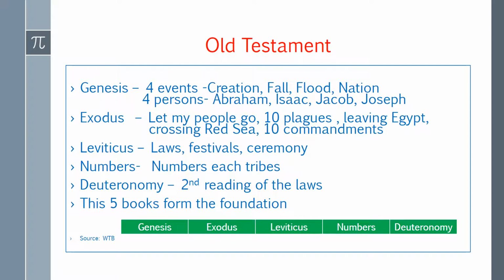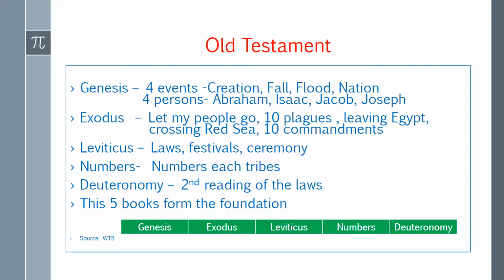Next, we look at Leviticus. Leviticus is basically talking about the law, how the Jewish people should observe the law and how they should practice the festivals and the ceremonies. Next is Numbers. In the wilderness, there are about 2 million people walking together. So Numbers talks about the numbering of each tribe, and how they should move as they walk in the wilderness.